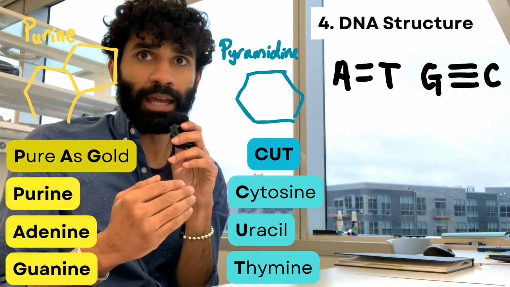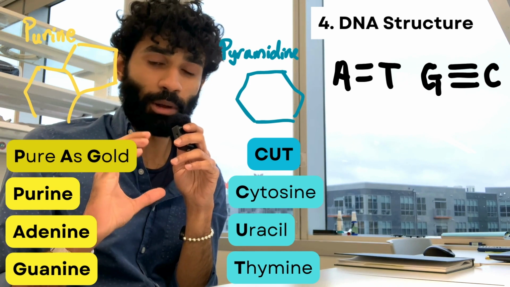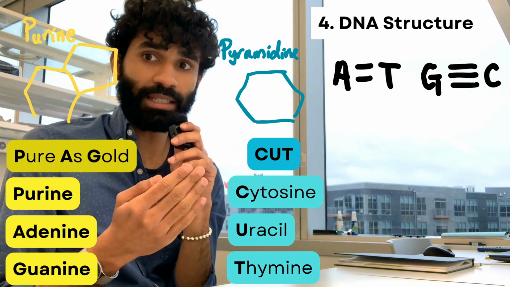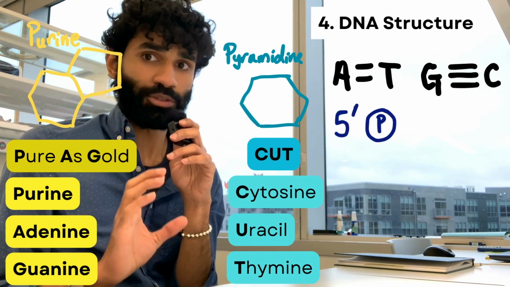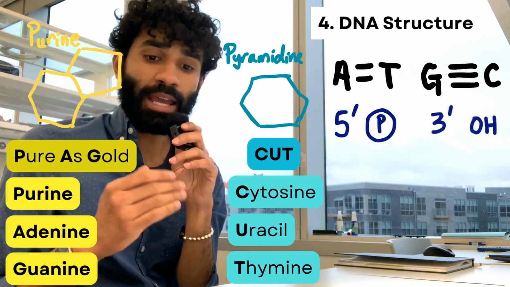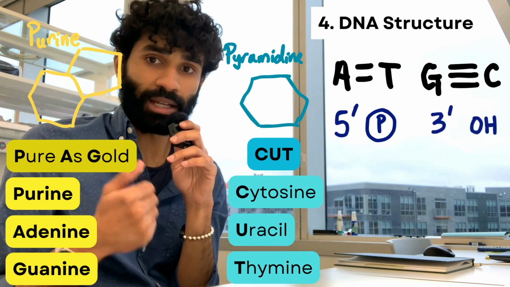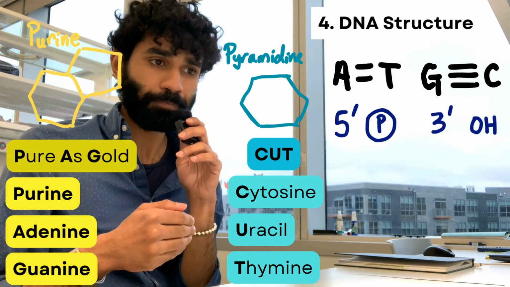In terms of directionality of a DNA molecule, the 5' end has a phosphate and the 3' end has a hydroxyl. You have to remember that. And DNA strands come together antiparallel.